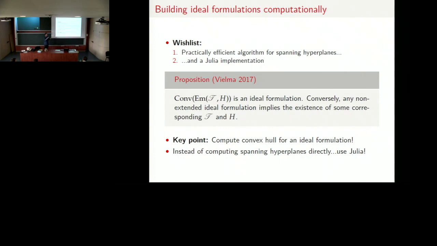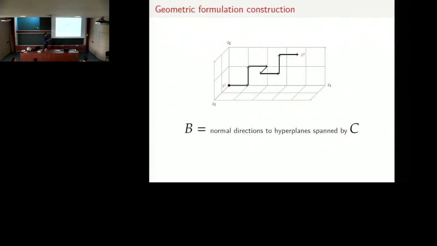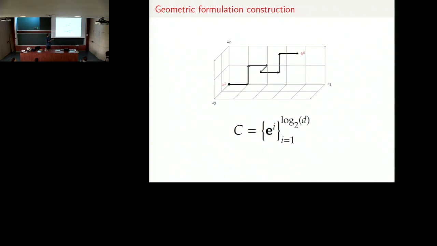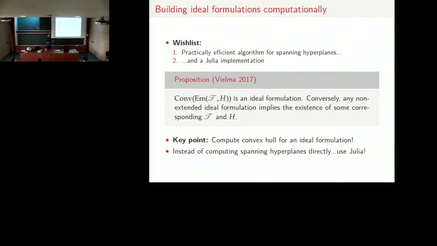But at this point, I just want to take a step back. Right? The key result here is this proposition that just says that if you can compute this convex hull object, you immediately get an ideal formulation. And so one way to compute this convex hull is with this guy. But it's not the only way. You could also just use Julia and the tools in Julia to build the convex hull yourself.